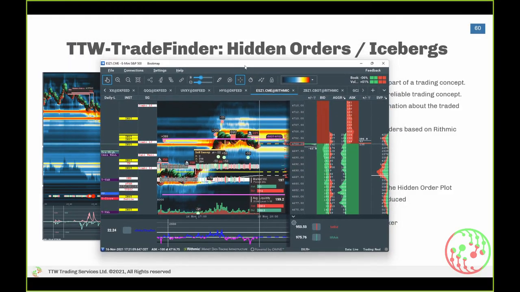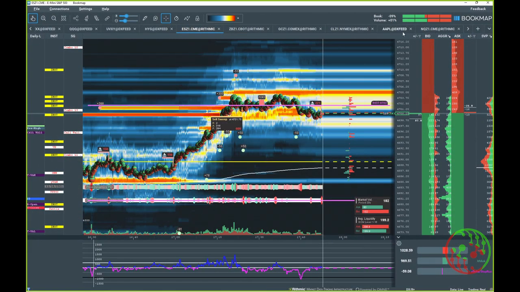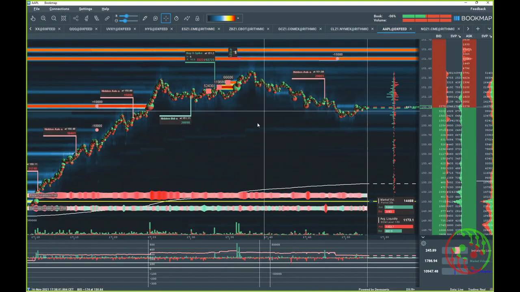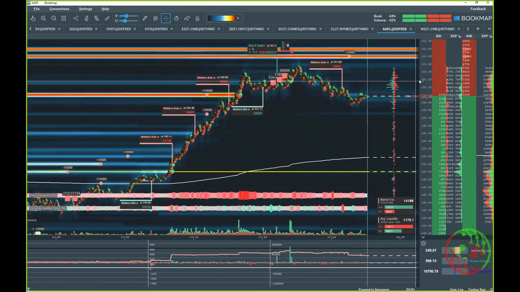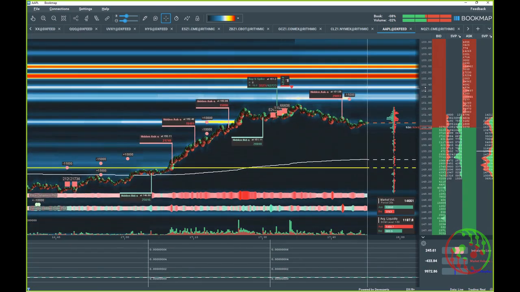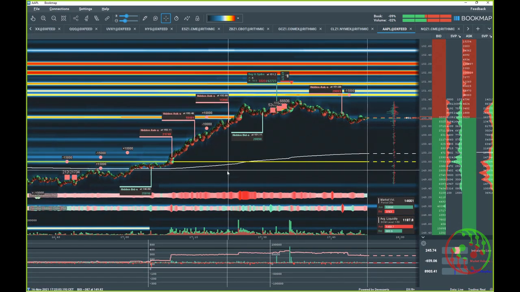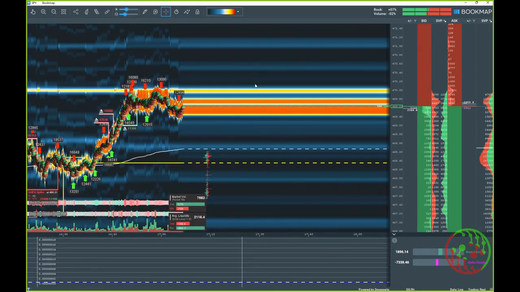So just to show you the synthetic icebergs, that's simply what we are doing, and therefore TradeFinder works for stocks as well, and it's simply amazing to see what happens here. Let me have a look here at the SPY. Let's select SPY here.